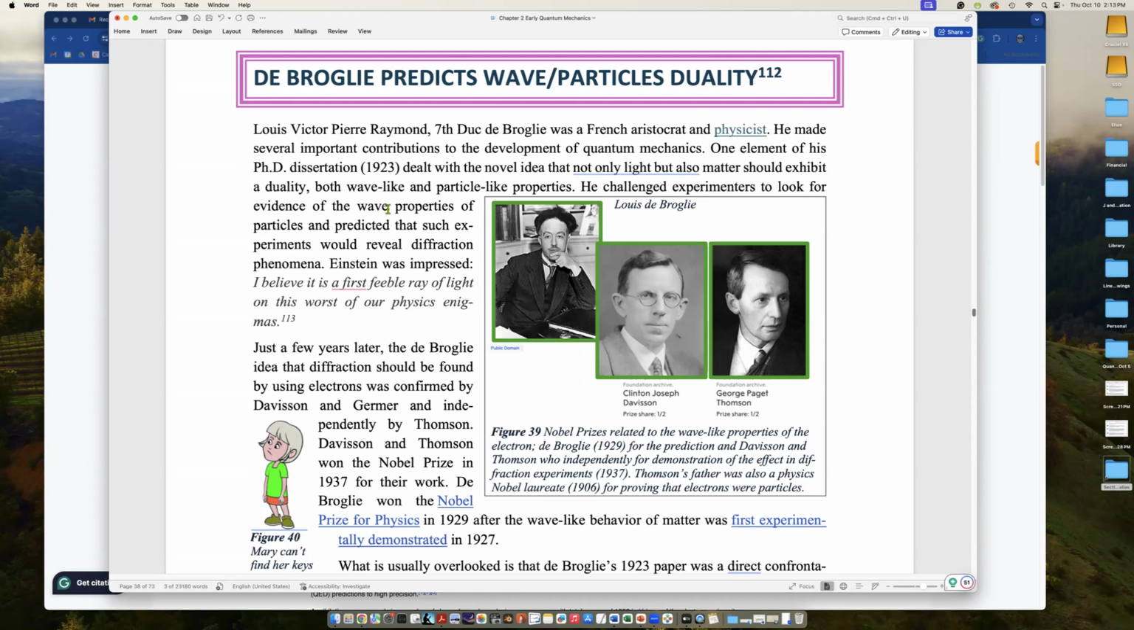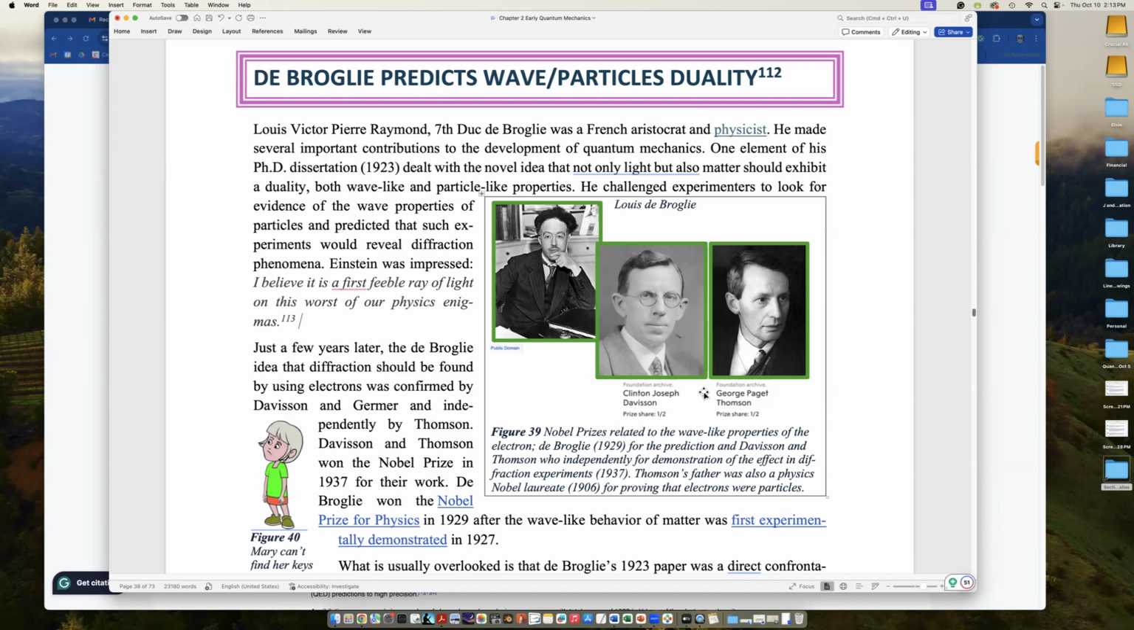De Broglie had to fight to win his PhD because there was so much controversy about his idea. Fortunately, he had Einstein on his side. And Einstein said, I believe it is the first feeble ray of light on this worst of our physics enigmas. De Broglie got his PhD 1927. It's on the page here somewhere.